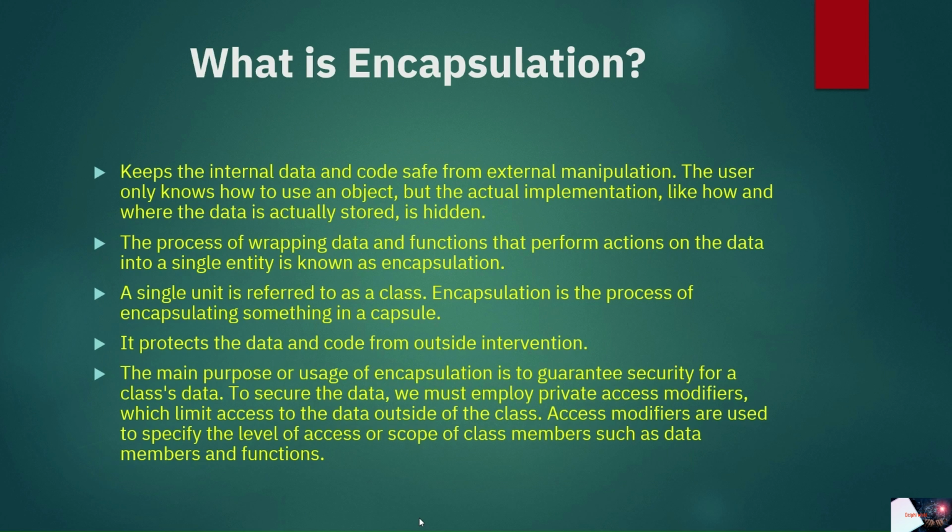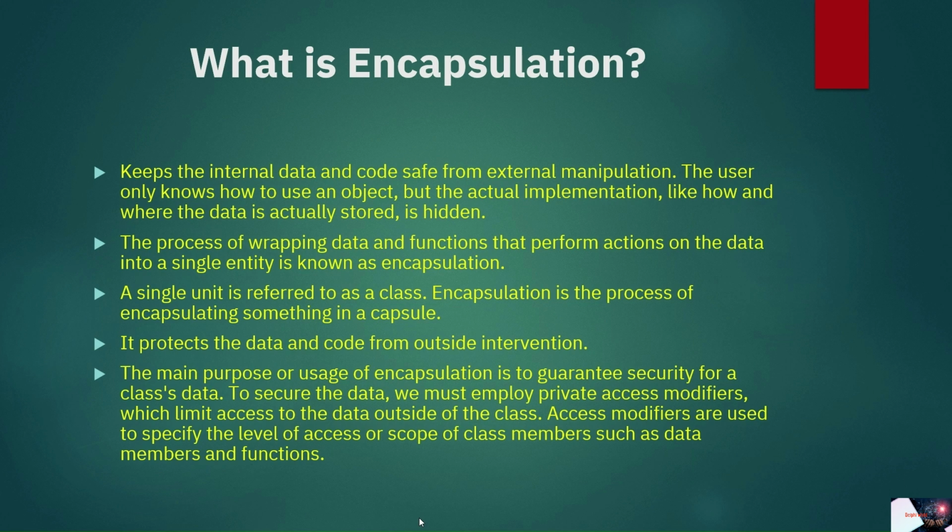I have mentioned just a few more points here. Keep the internal data and code safe from external manipulation, which we already talked about. The user only knows how to use the object, but how and where the data is actually stored is hidden. The process of wrapping the data and the functions that perform actions on the data into a single entity is known as encapsulation. A single unit is referred to as a class.